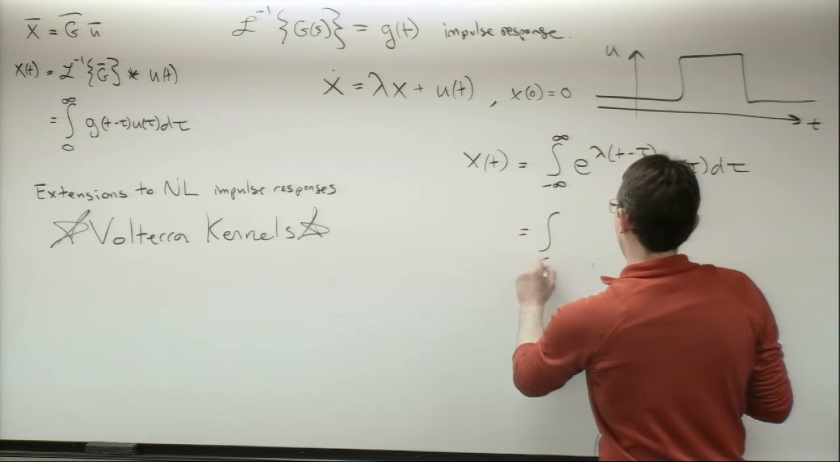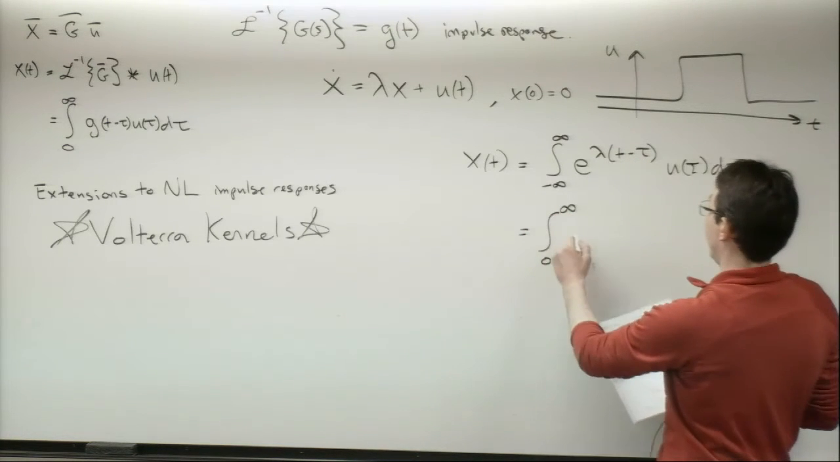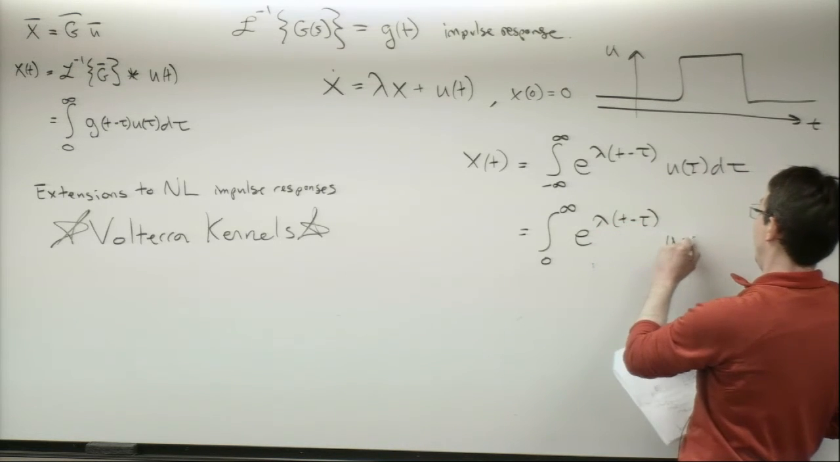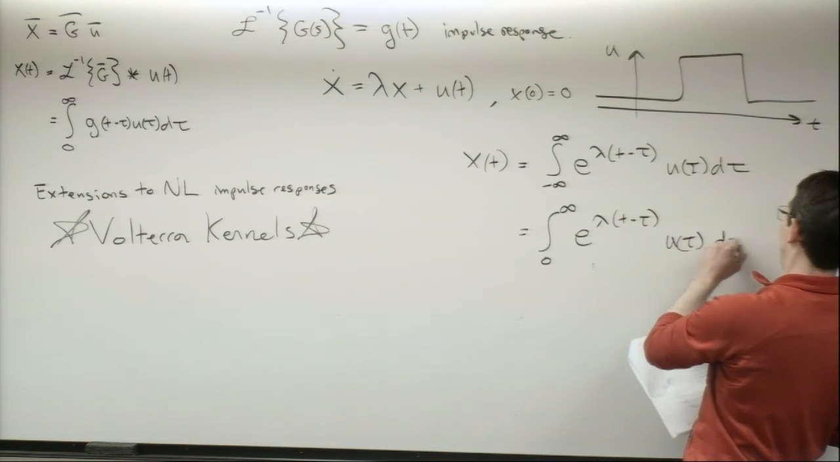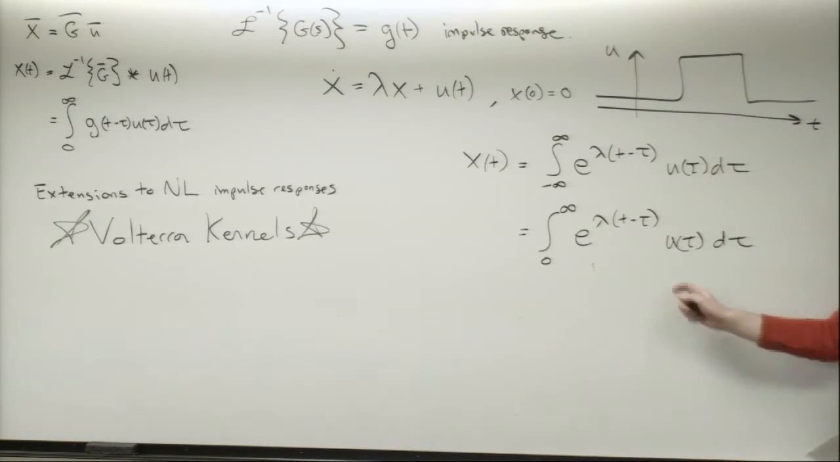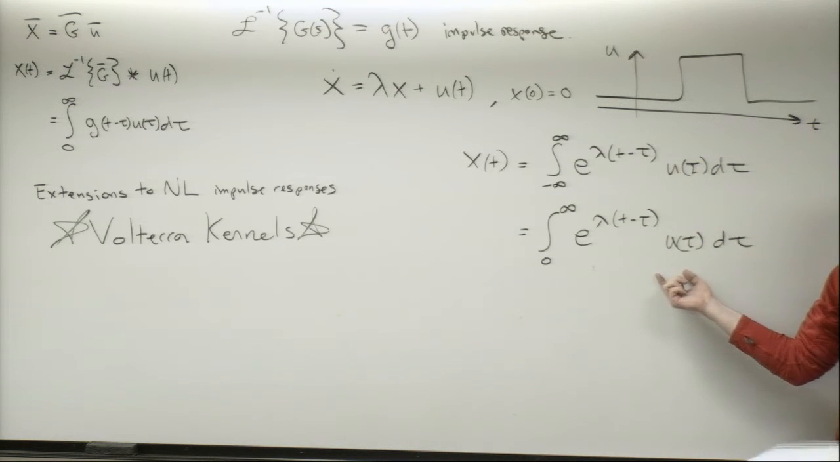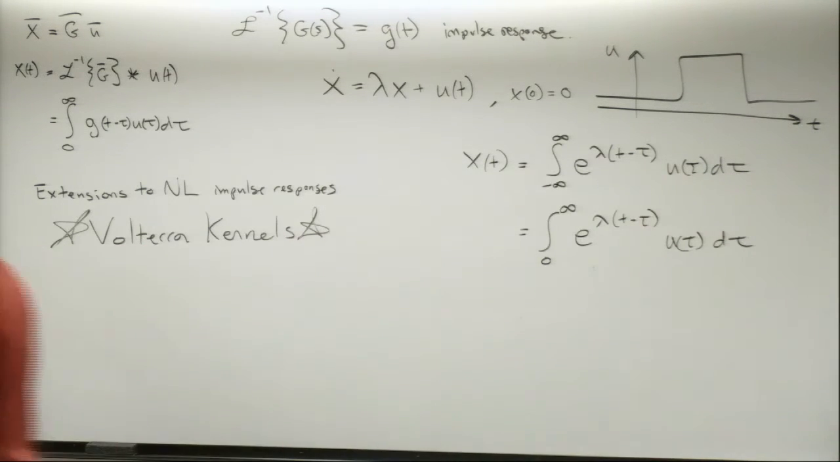And this, of course, is going to be the integral from 0 to infinity because we're assuming that we have 0 initial conditions and that u is 0 before time t equals 0. So this is the solution. And we're going to start building up this solution by convolution. Solution by convolution. Okay, so we take our system u.